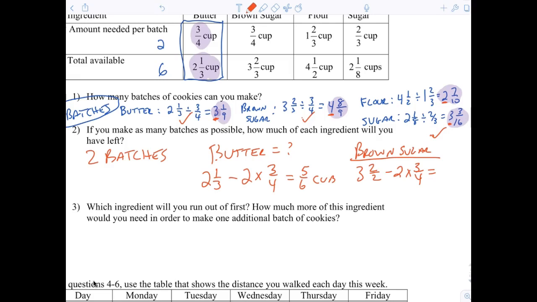Thank you. Has anybody else come up with 2 and 1/6? Wait a minute, that's 3 and 2/3. I want to make sure you guys didn't. What did you get? 2. Is that right? So do me a favor, because I accidentally put a 2 down there. I want everybody to try it again. 3 and 2/3 minus 2 times 3/4. What is that? 2 and 1/6. Thank you. 2 and 1/6 cups. All right.